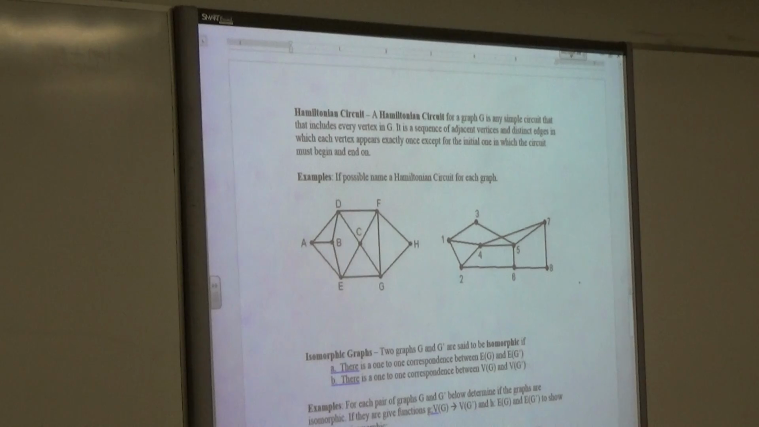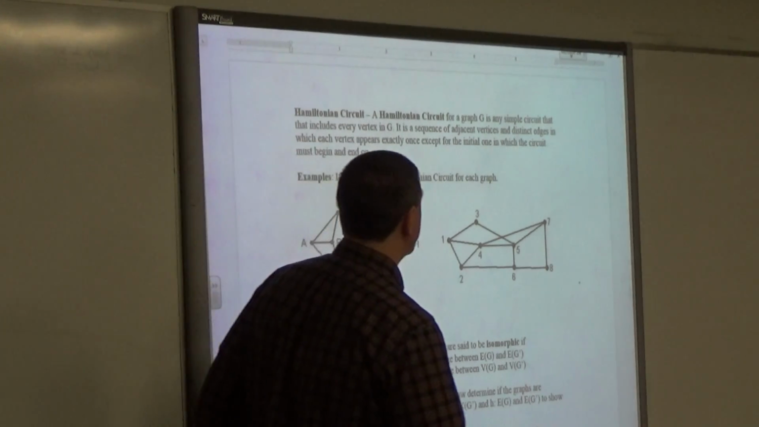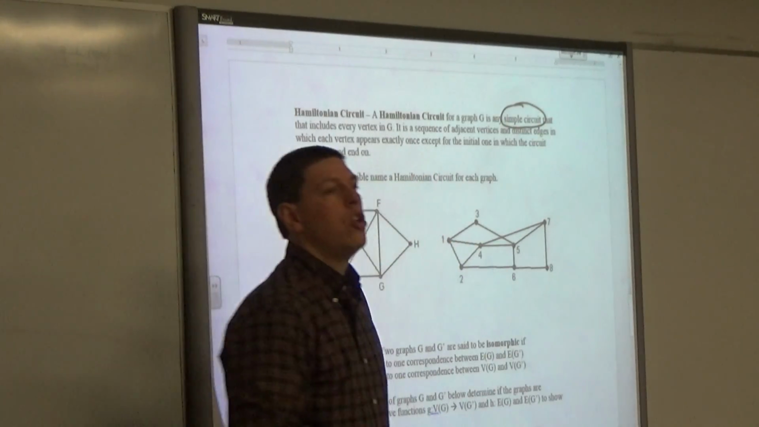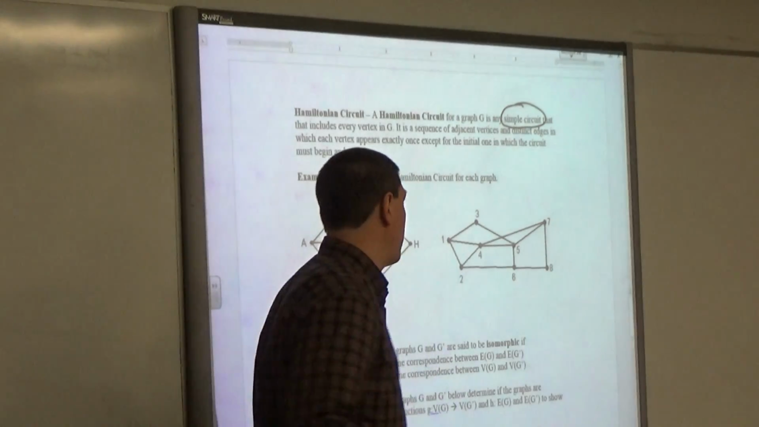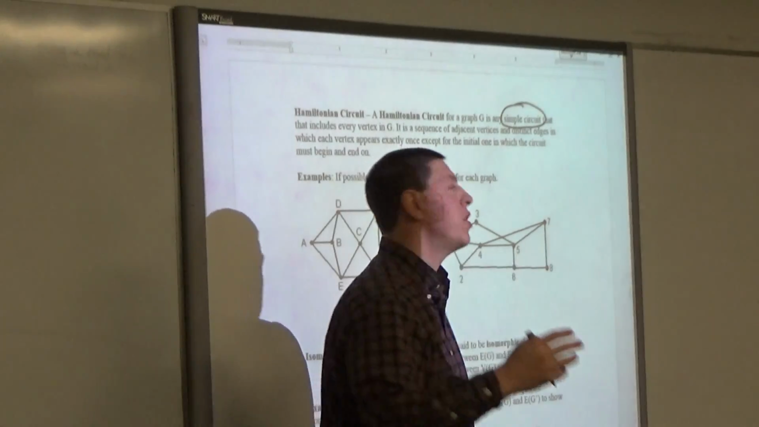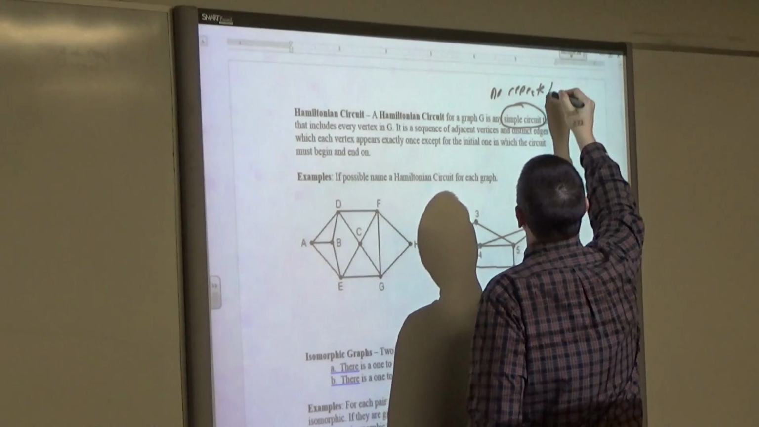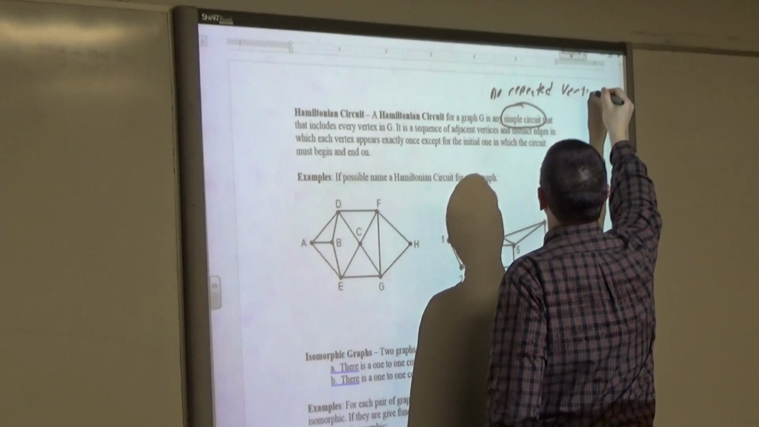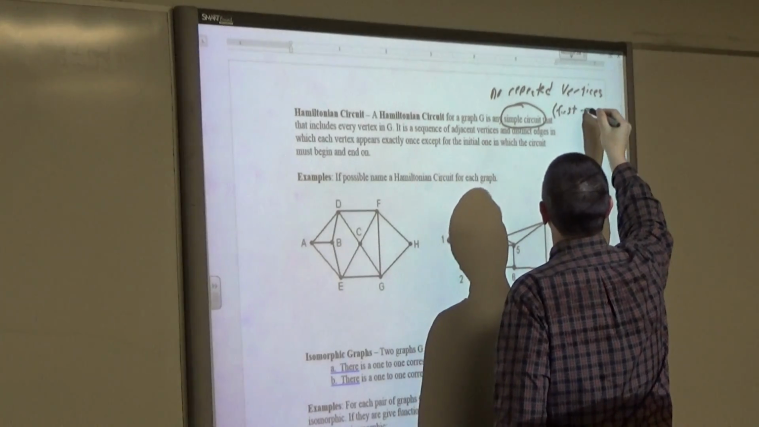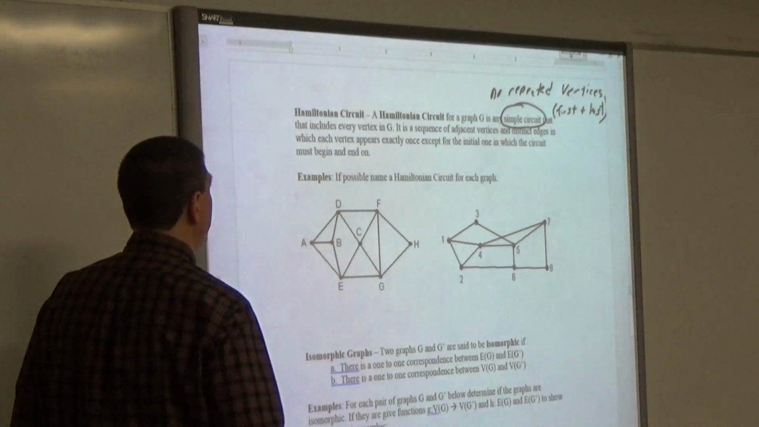A Hamiltonian circuit for a graph is a simple circuit. Let's remember what simple circuit means: it doesn't have any repeated vertices except for the first and the last. Which has to be true, right? On a circuit, you have to start and end on the same vertex. So no repeated vertices except first and last. You've got to have the first and the last one repeated.